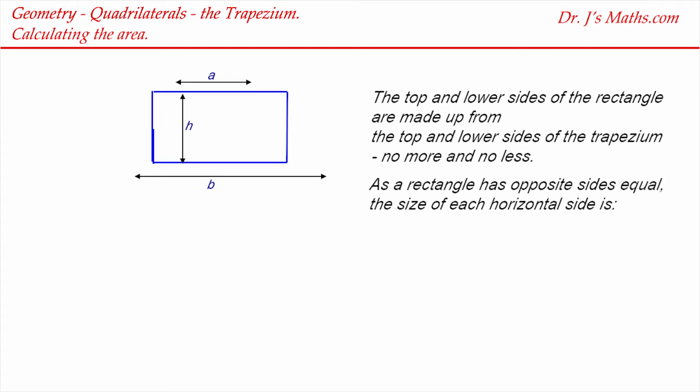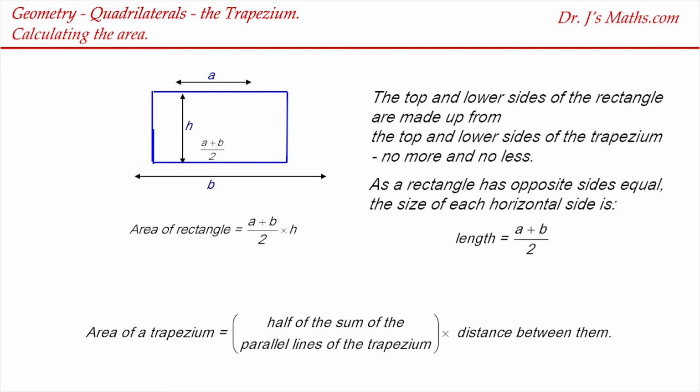Now the rectangle has opposite sides that are equal, and so the size of each horizontal side in our figure is A plus B over 2. Now the area of the rectangle therefore is A plus B over 2 times h, which is the distance between the parallel sides. So therefore the area of the trapezium can now be expressed as half of the sum of the parallel sides of the trapezium times the distance between them.